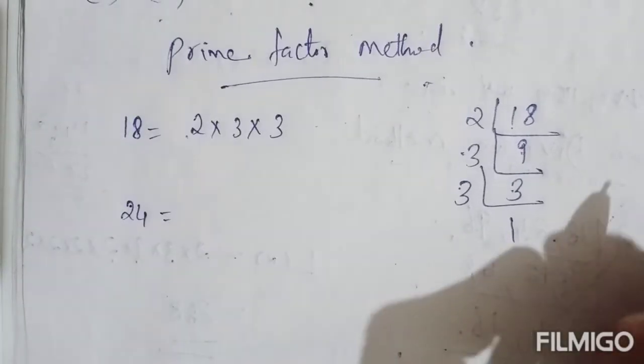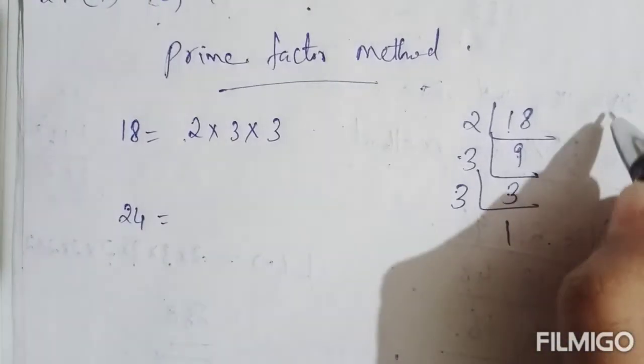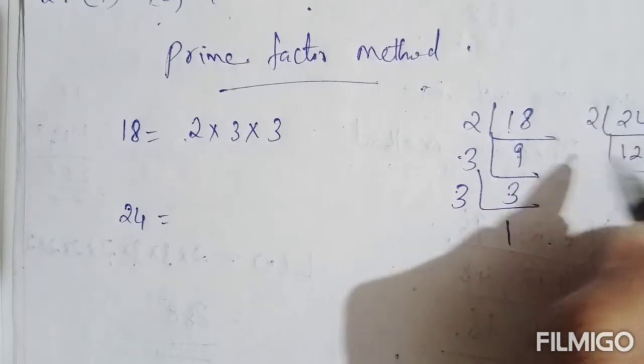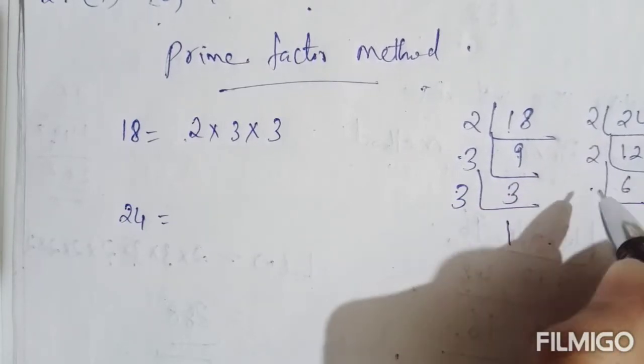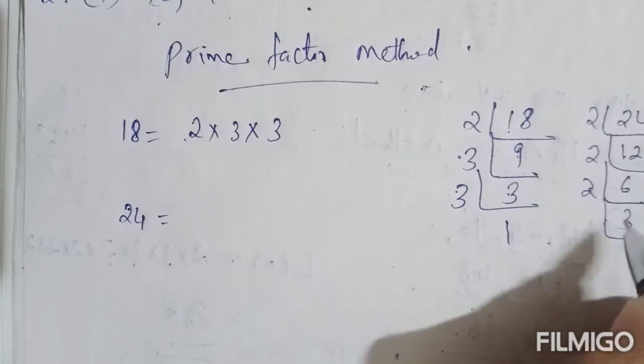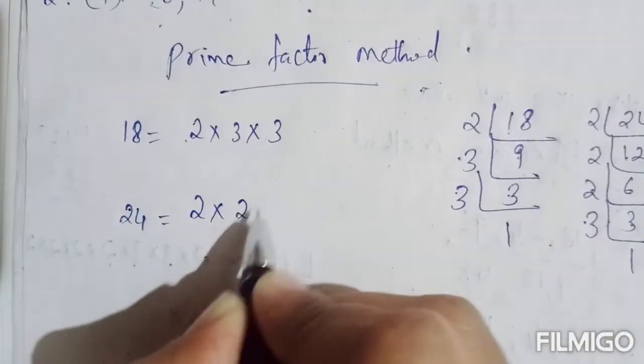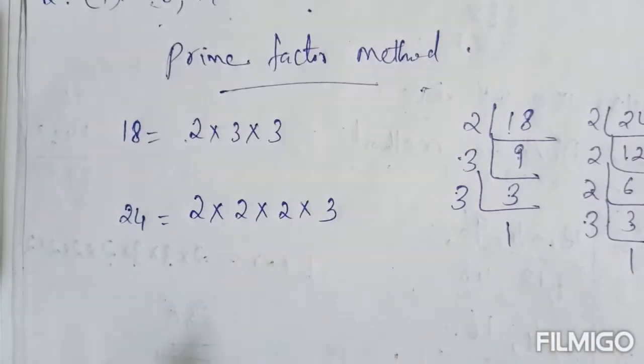Doing the prime factorization of 24, what you will get? 24 you can divide by 2, 12. 12 you can divide by 2, 6. 6 you can divide by 2, 3. 3 you can divide by 3, 1. You will get 2 into 2 into 2 into 3.